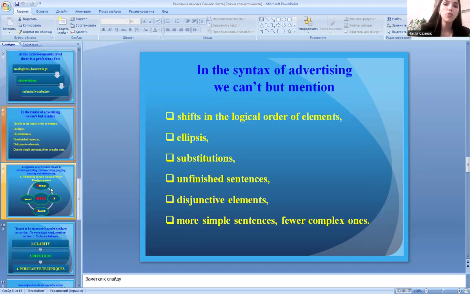In the syntax of advertising, we can't but mention shifts in the logical order of elements, ellipses, substitutions, unfinished sentences, disjunctive elements. Simple sentences are favored over complex ones. It will get a better effect to use simple sentences than compound ones, because the readers will get bored on reading complex sentences. Another reason is to reduce the cost of advertising.